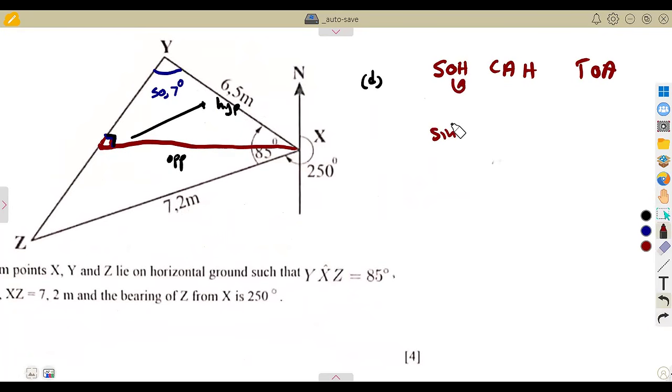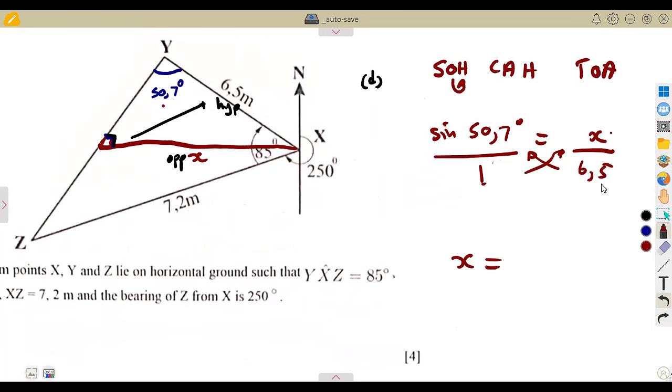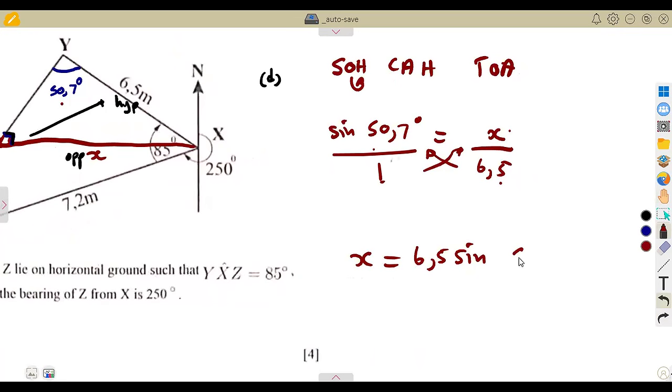Sine. The sine of theta, which is the sine of the angle, is equal to the opposite, which is the side that you want to calculate, you can just call it x, over the hypotenuse, which is 6,5. You can calculate this by cross multiplying: x equals 6,5 times the sine of 50,7. So this was going to give us the shortest distance, which was going to be 5,0233 and so on, in meters. Remember our dimensions, they are in meters.